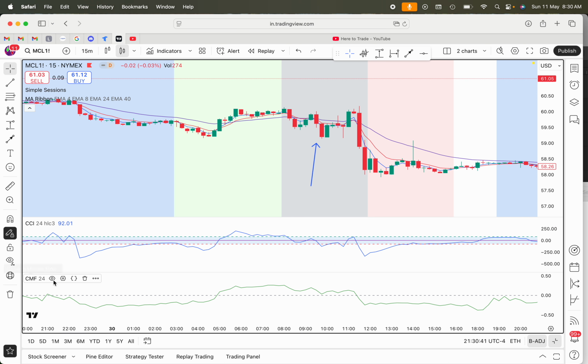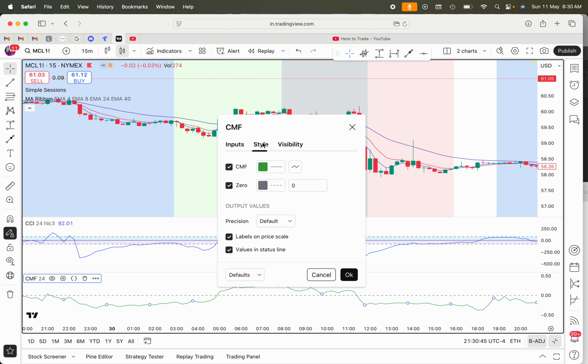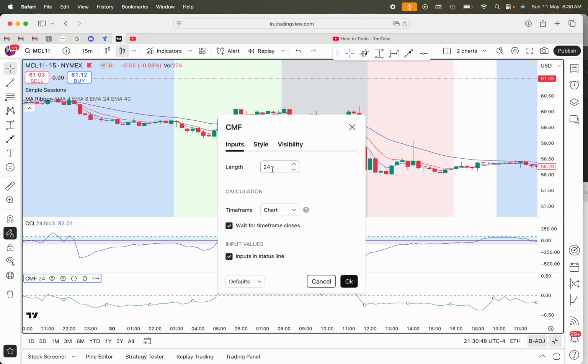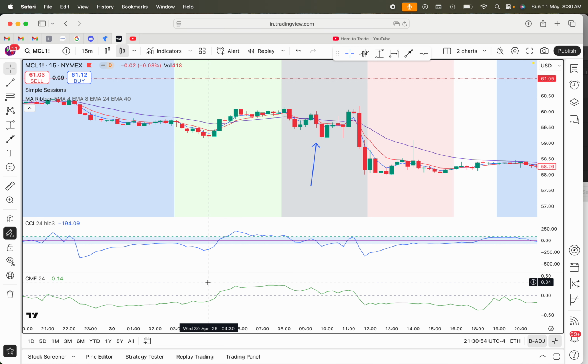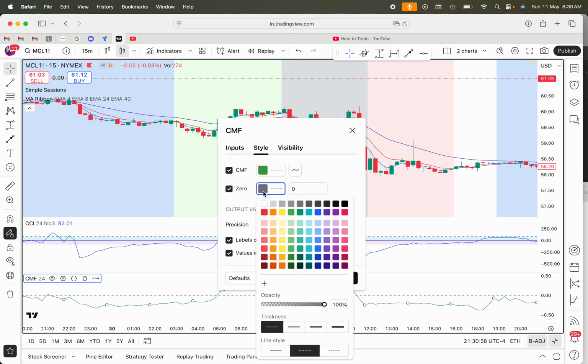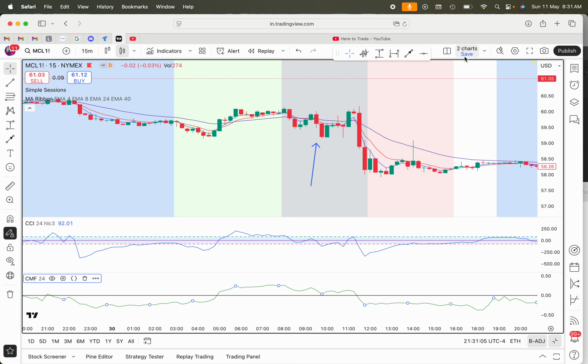The CMF, I'm going to just call it that, it's just easier. I have this set at 20, I think it comes standard as a... sorry, I have this set at 24. I think it comes standard as a 20, and I've just changed the color to green. That's all. What I will do is just change this zero line to black solid, it's just easier to see.